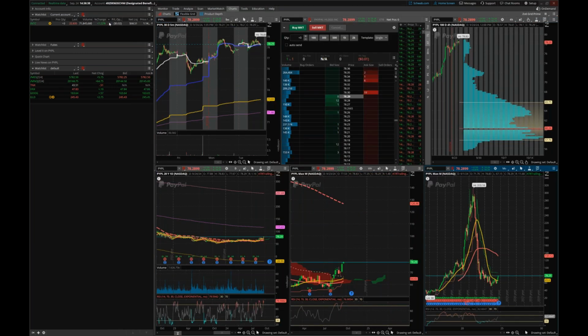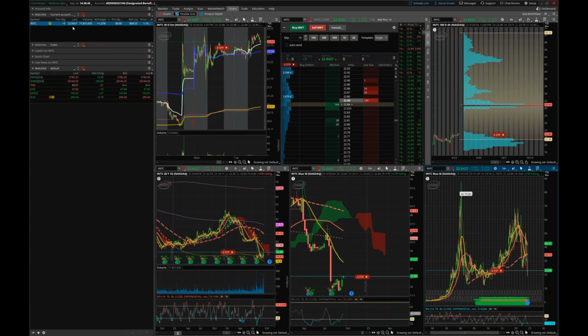Okay, Intel. Let's go back to Intel. We clicked it. It's a linked chart. It immediately showed up in my configuration. I'm up 1 penny. I'm feeling quite wealthy. I can eat ramen for lunch.